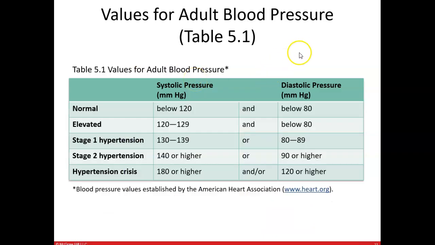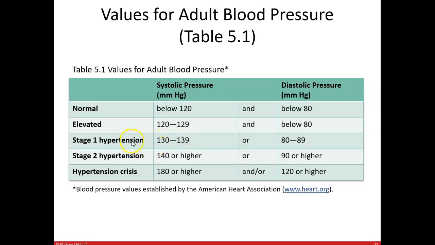So if we look at what we should have, normal blood pressure should be below 120 on top and below 80 on the bottom. So you hear people saying, my blood pressure is 120 over 80. Oh, that's good. That's normal. If it's considered elevated, and this is from the American Heart Association, elevated is slightly over 120 and still below 180.